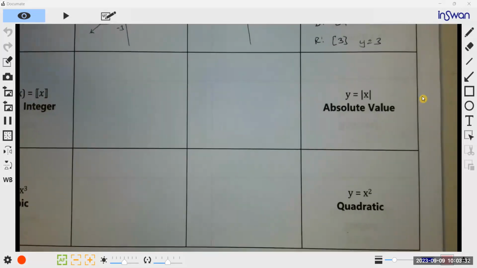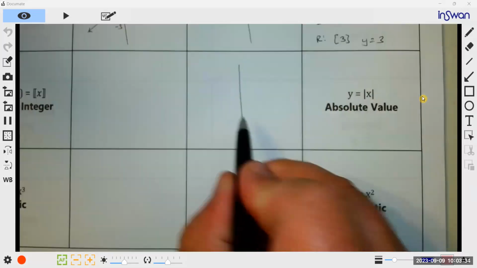Okay. Let's look at the absolute value function.